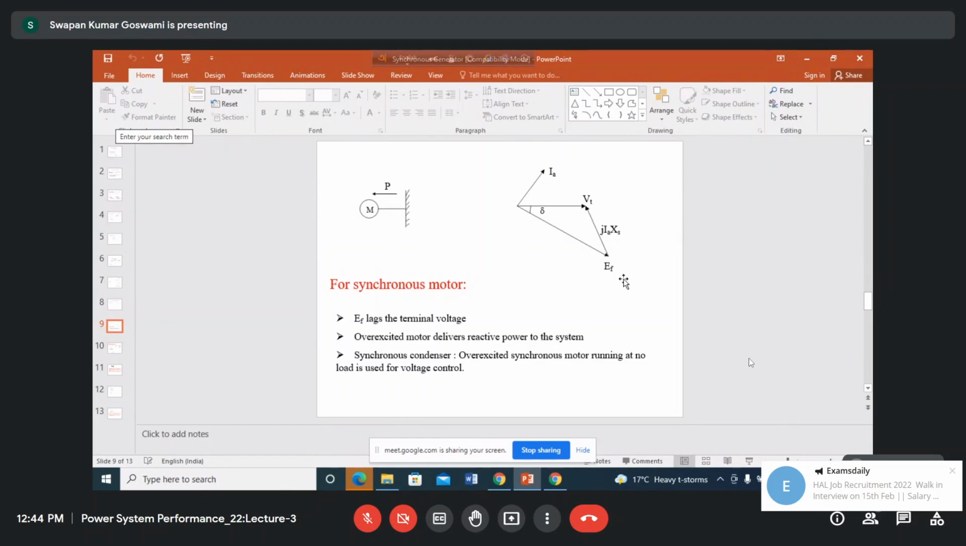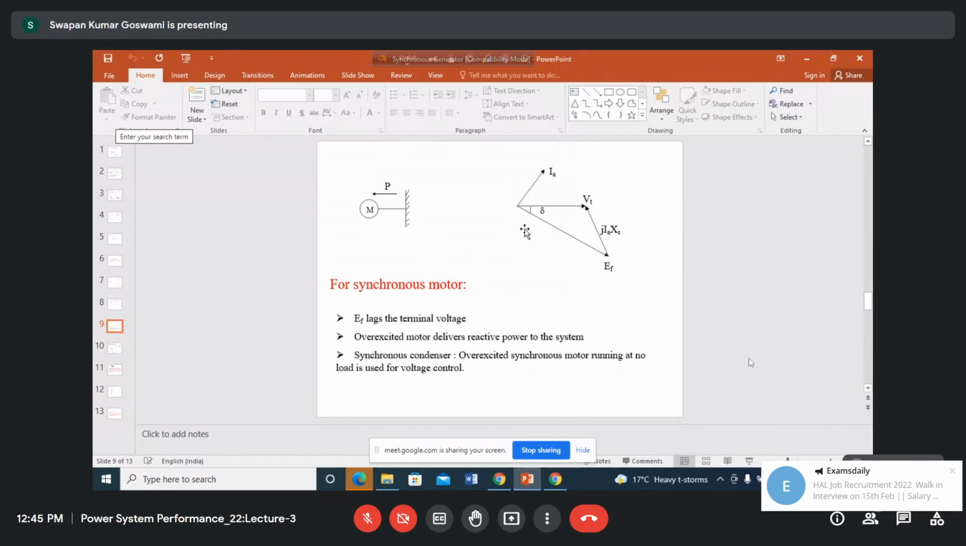Here the motor, which is otherwise a load consuming active power, is behaving in respect of reactive power like a generator. It is behaving like a condenser, like a capacitor. Since a capacitor is also called a condenser, this particular operation, that means the overexcited operation of the machine, is called the operation as synchronous condenser.